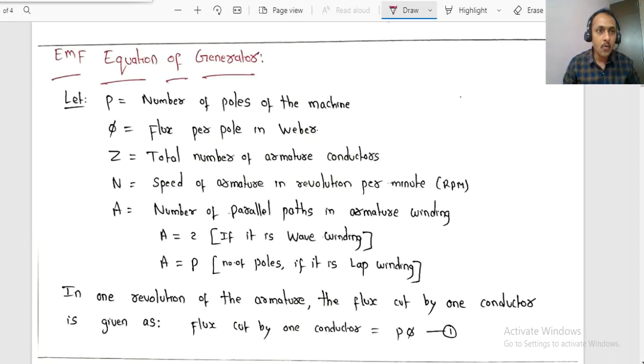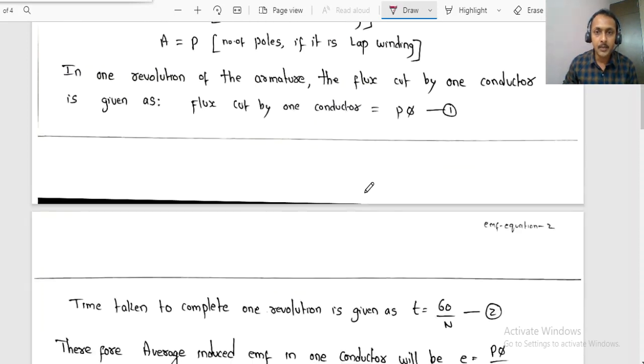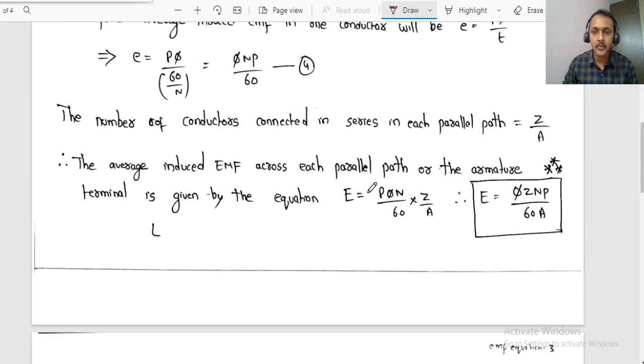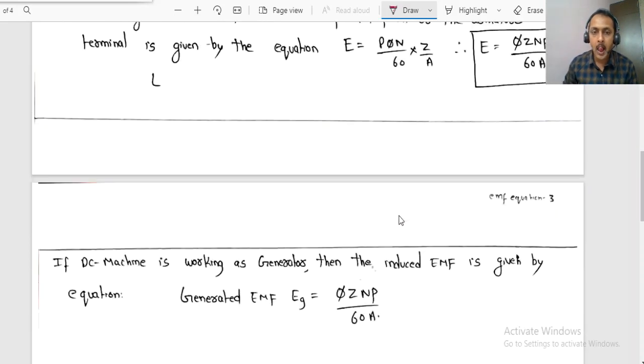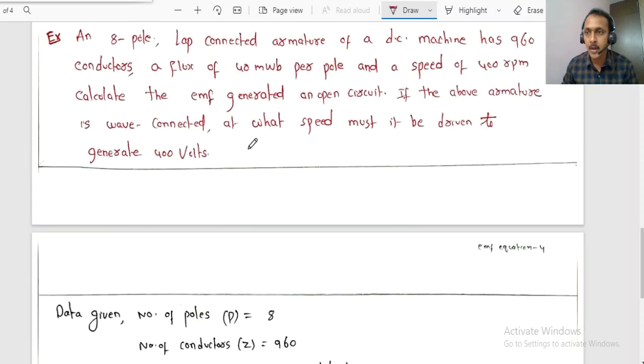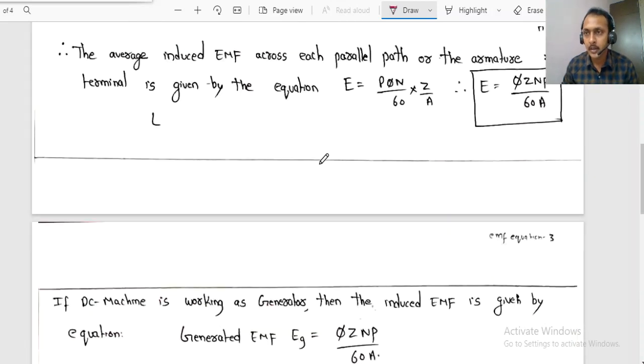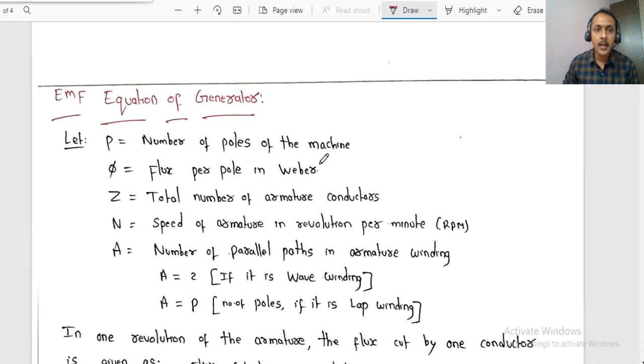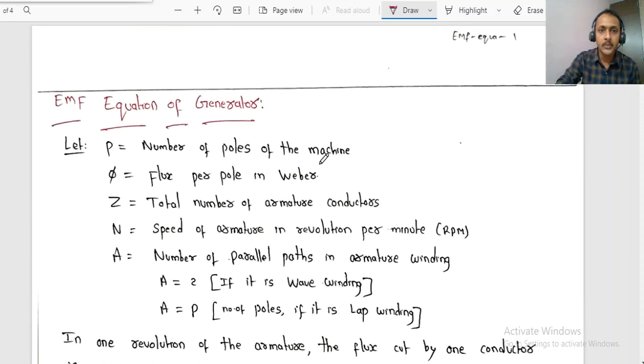In this video, we are going to discuss the EMF equation of a generator. We will see the final equation, EMF generated Eg equals to phi Z N P by 60A, and also we will discuss one example on this topic. Clear? Right.